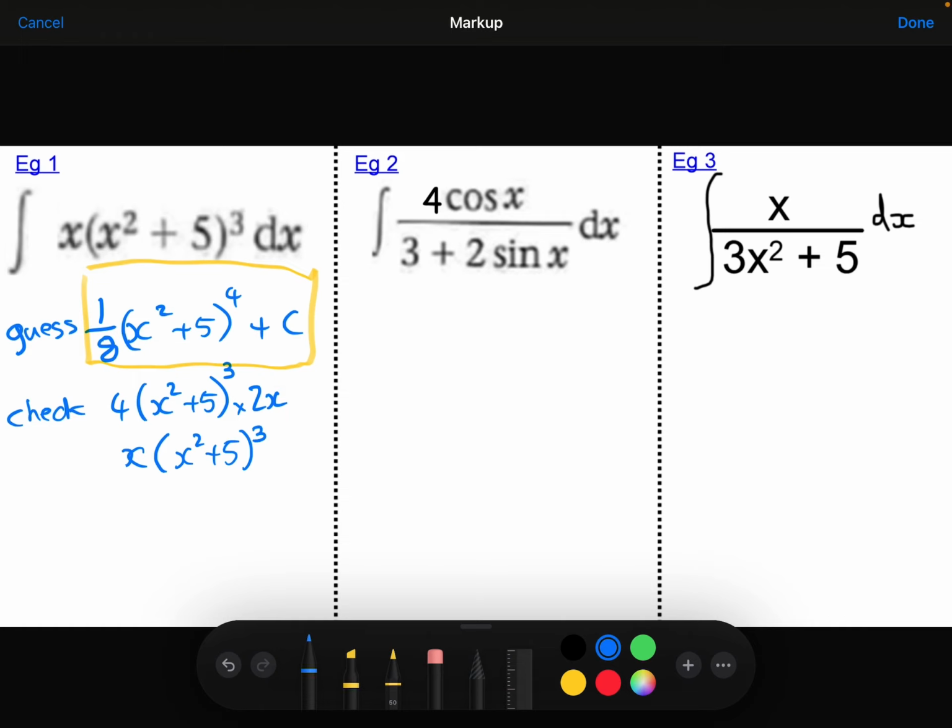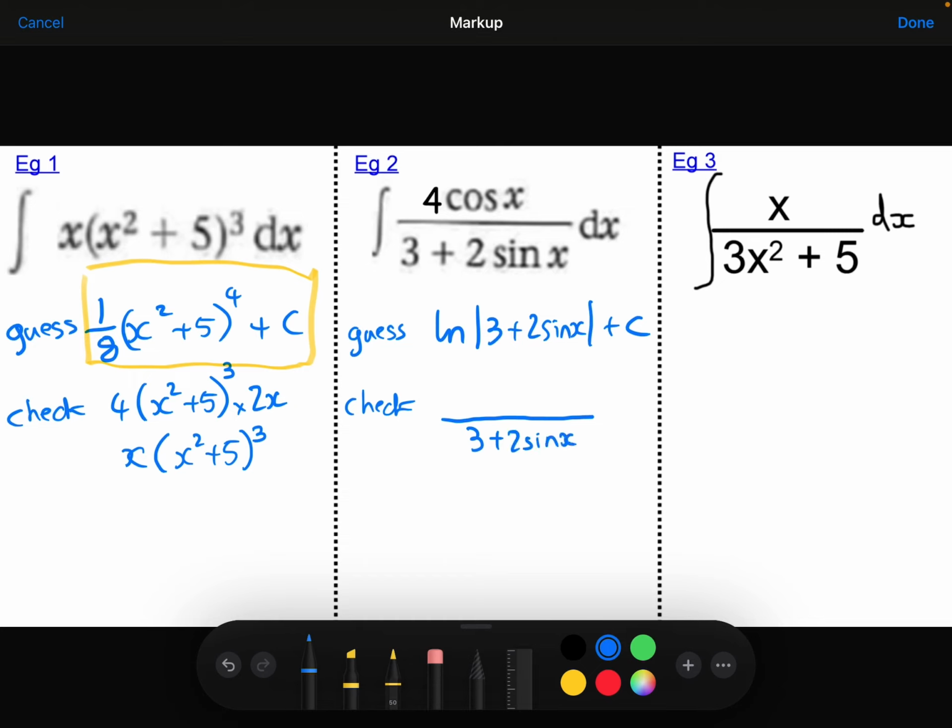Next example. So I've already identified that we've got a derivative, so this guess-check method might work. Now in this case, I can see we've got a fraction here, so I'm thinking this might be with a logarithm, especially considering that there's no power on the denominator. So my guess is going to be ln of 3 plus 2 sine x, plus c. Let's check, does that work? Let's differentiate it. So differentiating the logarithm gives me 1 over.